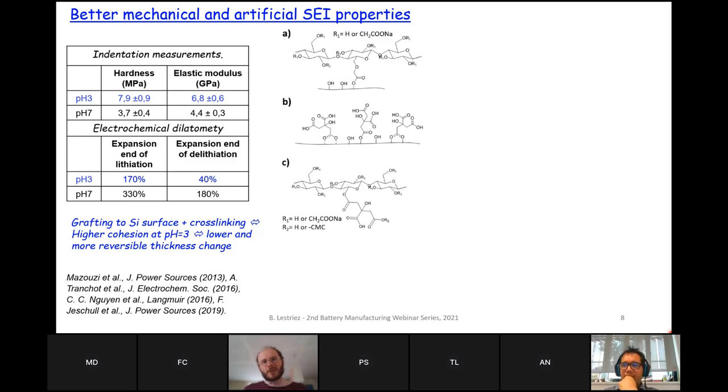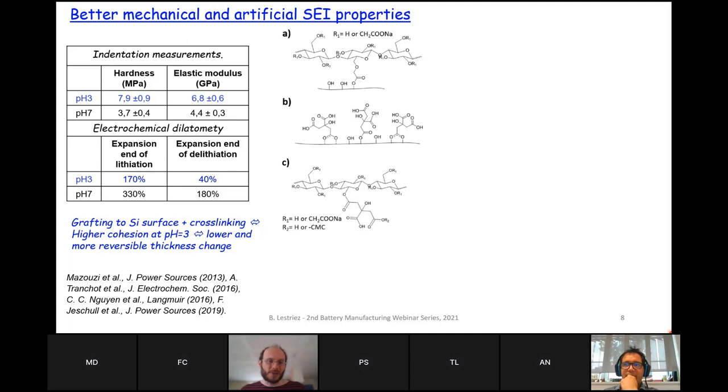We attributed this superior mechanical strength to specific interactions or reactions occurring at the interface between the silicon and the binder, that is to say, from the top to the bottom, the grafting of the carboxymethyl cellulose or the grafting of the citric acid, and also eventually some cross-linking of the CMC by citric acid.